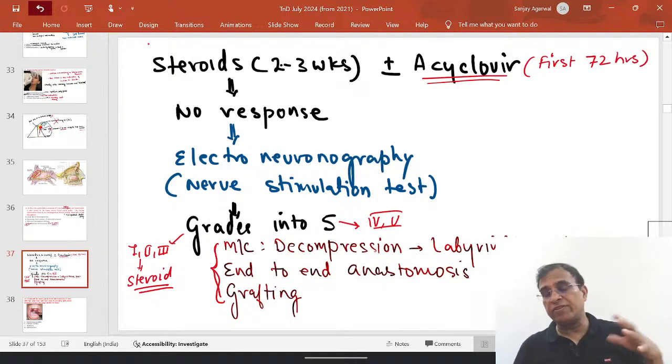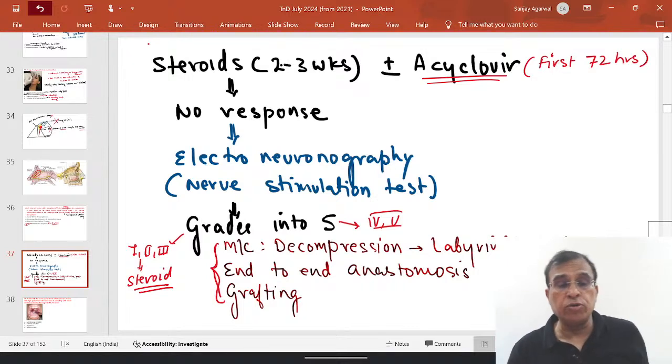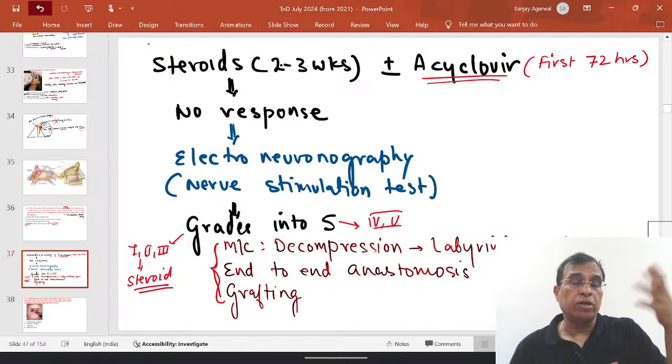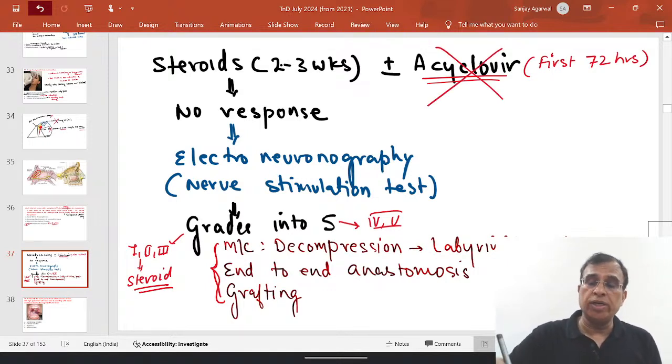Palsy होने के within 72 hours, which is 3 days. If the patient comes within 72 hours of palsy, then only acyclovir is useful. If the patient comes after 72 hours of palsy, he comes to you and tells me 5 दिन पहले हुआ था, but I was busy, I could not come. Today I am coming. So I had an exam, so I could not come. After the exam, yesterday exam was over, today I am coming. 5 days over, then no acyclovir, only steroid then.